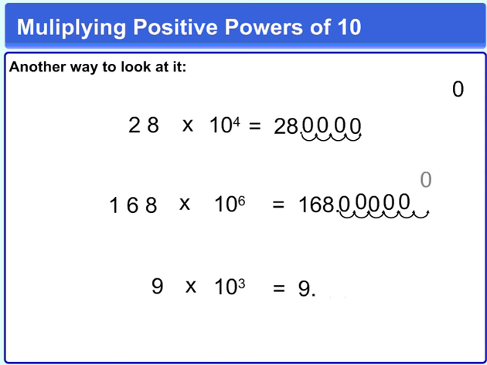So one thing just to remember, when you have a positive power of 10, you're moving it to the right. You're shifting your decimal to the right that many times. And 9 times 10 to the 3rd would be shifting the decimal to the right 3 times, and putting in your zeros. All right?